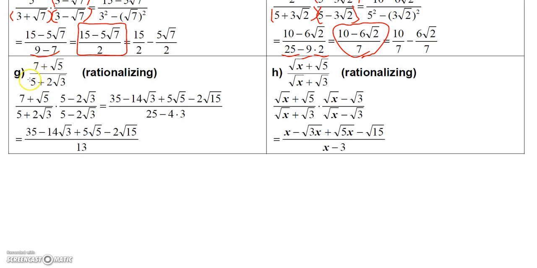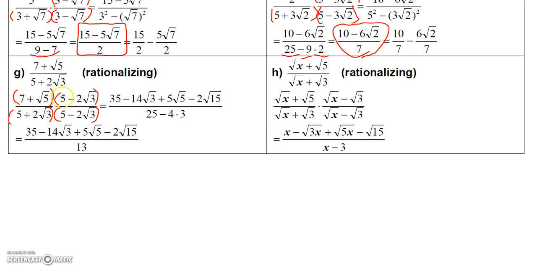So here I want to rationalize this one. So notice in the denominator I have 5 plus 2 square root of 3. So I'm going to multiply by the conjugate, 5 minus 2 square root of 3. And then I also have to multiply the numerator by 5 minus 2 square root of 3. So I have to multiply the 7 plus square root of 5 times that.